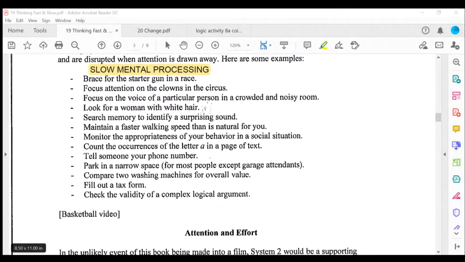So taking notes, Olivia, that's a good example, right? Unless you're something like a trained court stenographer. I don't know if anybody's ever met a stenographer, somebody who's able to literally listen to people talking and just write down verbatim in that particular stenography language what's being said. It's automatic to those people. For most of us who aren't at that level, taking notes is absolutely slow mental processing.